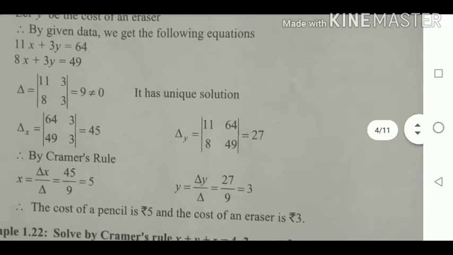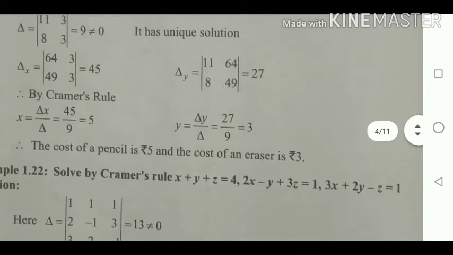So delta equal to 11, 3, 8, 3, equal to 9. It has a unique solution because 9 is not equal to 0. Then find delta x by changing the first column as 64 and 49. The delta x value is 45. For delta y, change the second column as 64 and 49. Instead of 3, 3, we are getting 11, 64, 8, 49. The answer is delta y equal to 27.